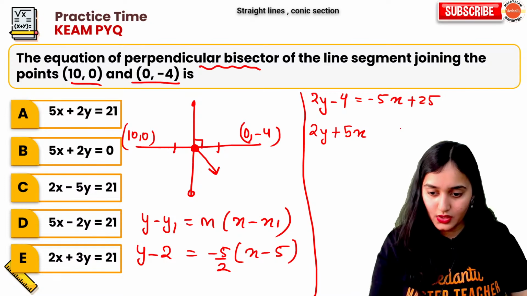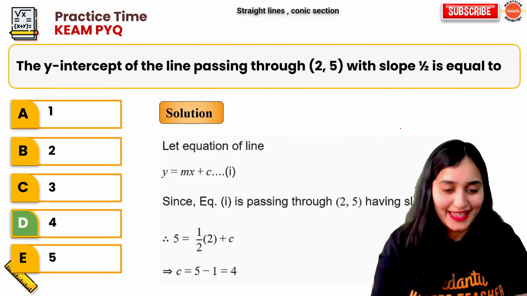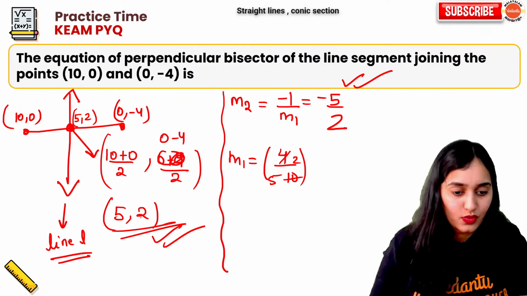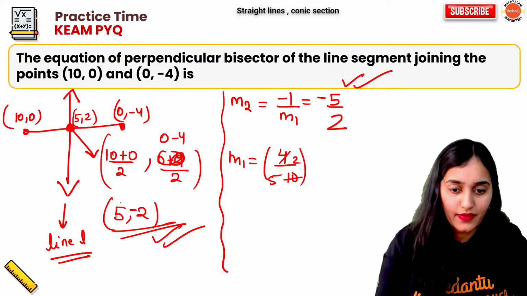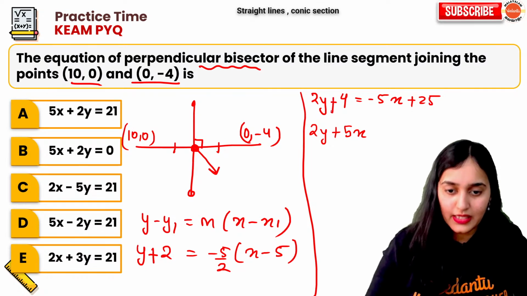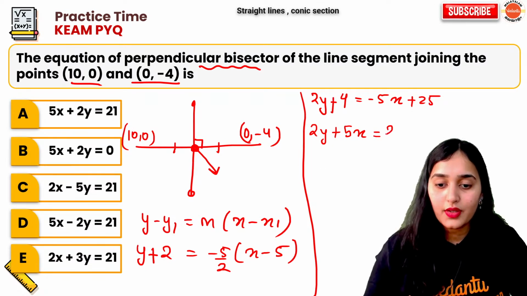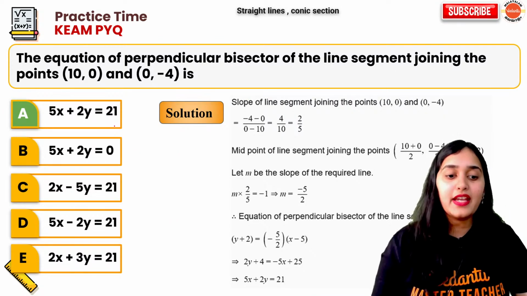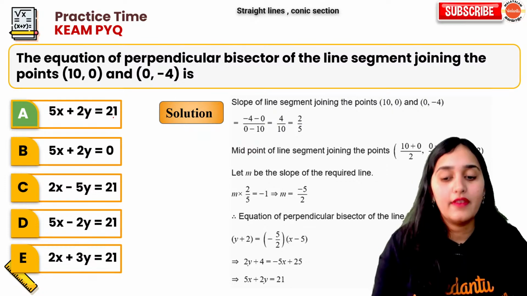Okay. So, oh, yes, my bad. Here the coordinates will be 0 minus 4 by 2 minus 2. Yeah, because we are finding the midpoint. So, it will be plus 2 plus 4, so we'll have 21. So, our right answer is option A: 5x plus 2y is 21. Okay.